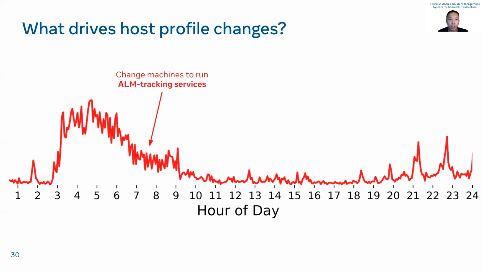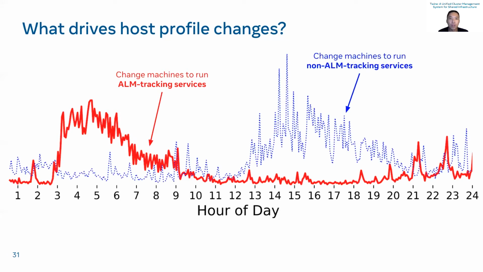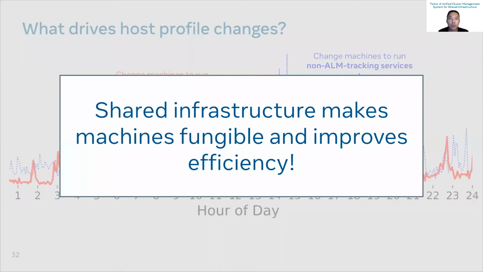In this figure, as the load on our ALM tracking services increases from hour 3 to 10, we reconfigure host profiles on these machines to run these workloads. As the load starts to decrease starting at hour 12, autoscaling frees up these machines, and we reuse these machines to run non-ALM tracking services. This figure shows the power of shared infrastructure and how it makes machines fungible to improve efficiency.